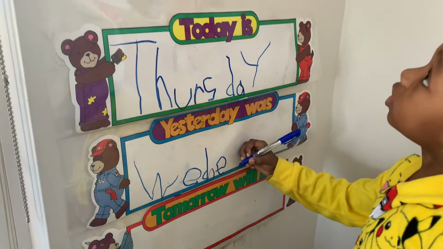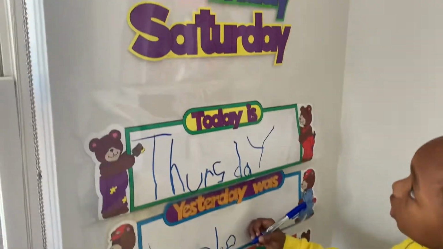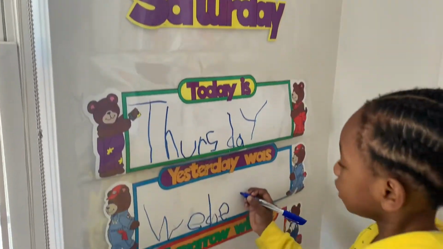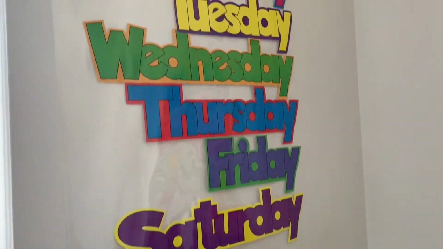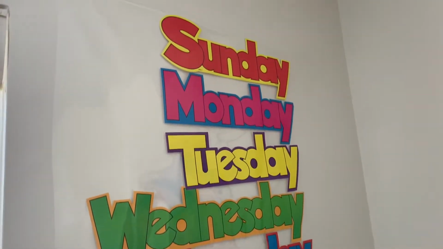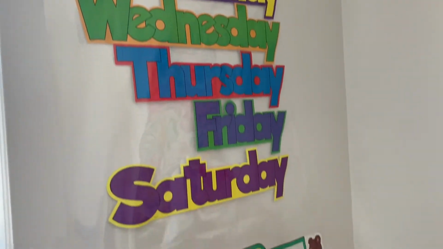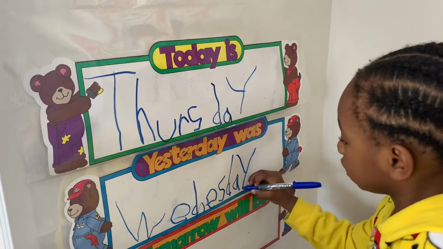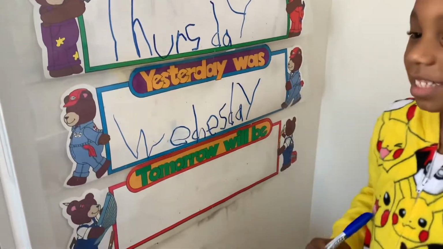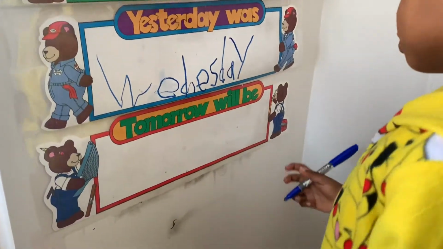So here we are starting with our days of the week. My son is nicely writing in the days of the week. It's set up by today is, yesterday was, and tomorrow will be. And he'll just copy the words, the letters into the position. Tomorrow will be.